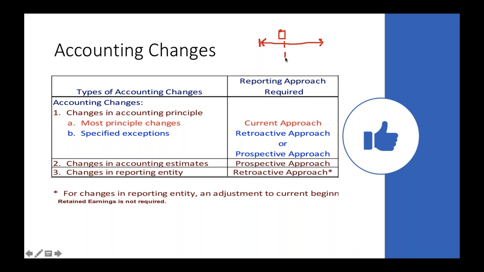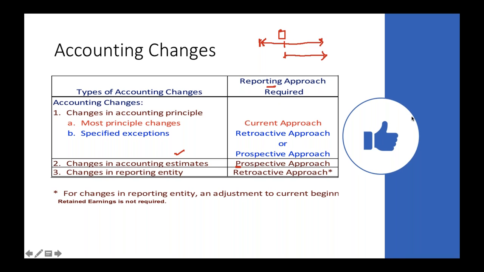Prospective approach means the moment you recognize that this is the method from now onwards, in the future the impact will be there, but not in the past. Current and future is prospective. Only current is the current approach. Past and current and future is the retrospective approach. Changes in accounting estimates: if any changes take place in the estimates, this will only affect the future. Therefore, the reporting approach required is the prospective approach.